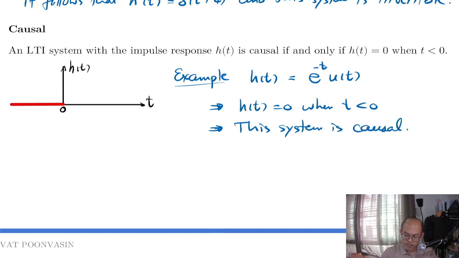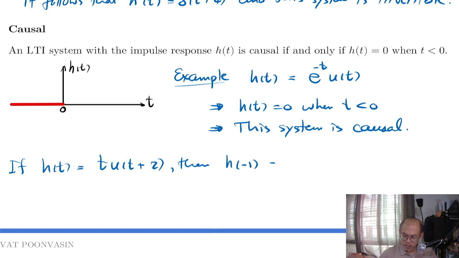On the other hand, if h of t is e to the t u(t plus 2), then you see that h of minus 1 is e to the minus 1 times u of 1, and it is e to the minus 1, right? Which is not 0. So this system is not causal.